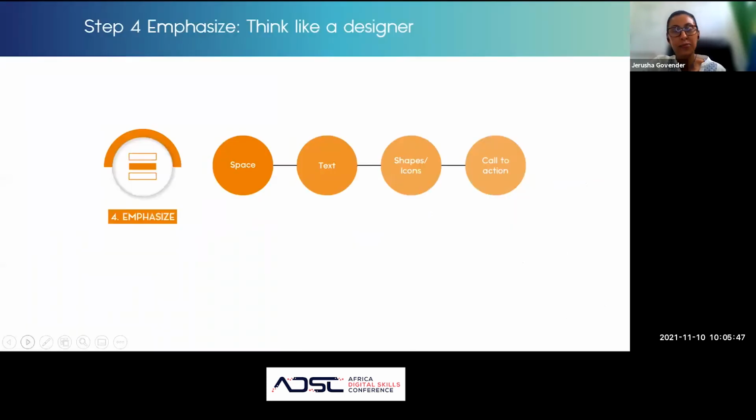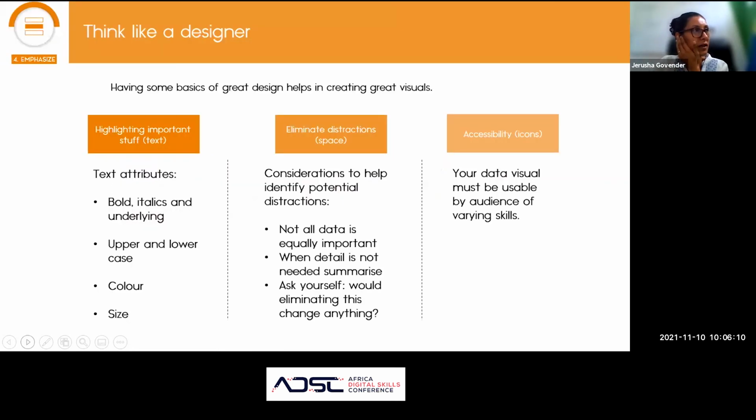And then the last step is emphasizing. This is where you're like, okay, I've put all my content together. Now it's doing the last look as a designer. It's looking overall: have I used space appropriately? Have I incorporated sufficient text to add to the context? Have I used shapes and icons to make sure that I'm compartmentalized? And is there actually a call to action for the audience that I started with? So these are a couple of highlights that you need to think about.